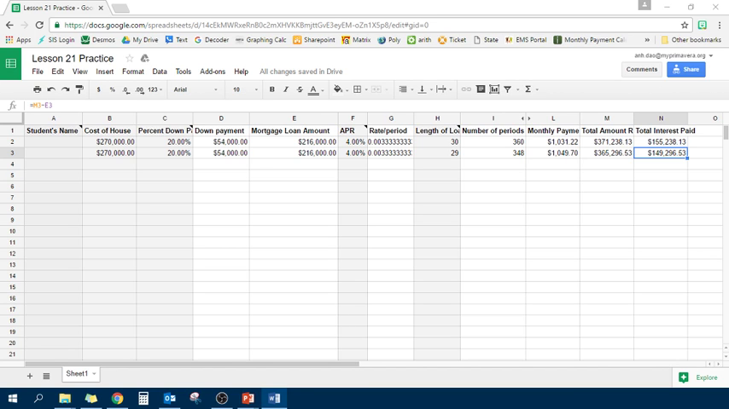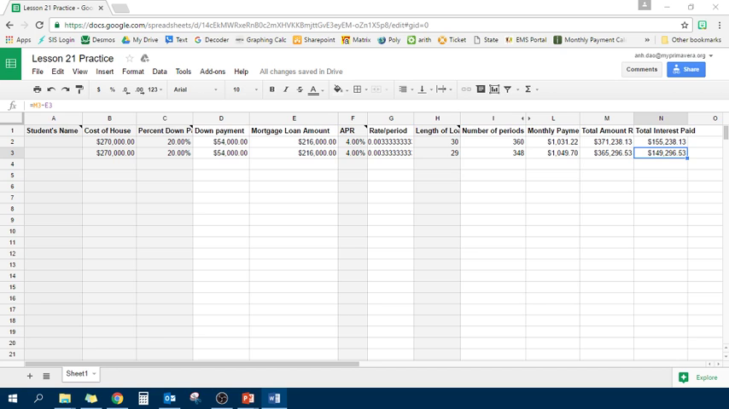So I want you to play around with this sheet. Give yourself an idea. I know that you guys are still young, but it's never too early to get an idea of what you can afford when you get into your dream career or have your dream business.